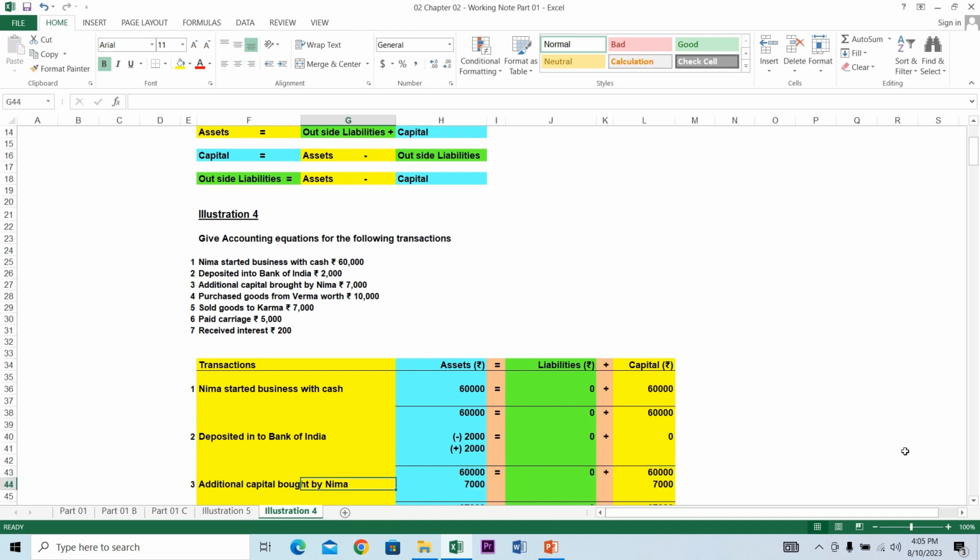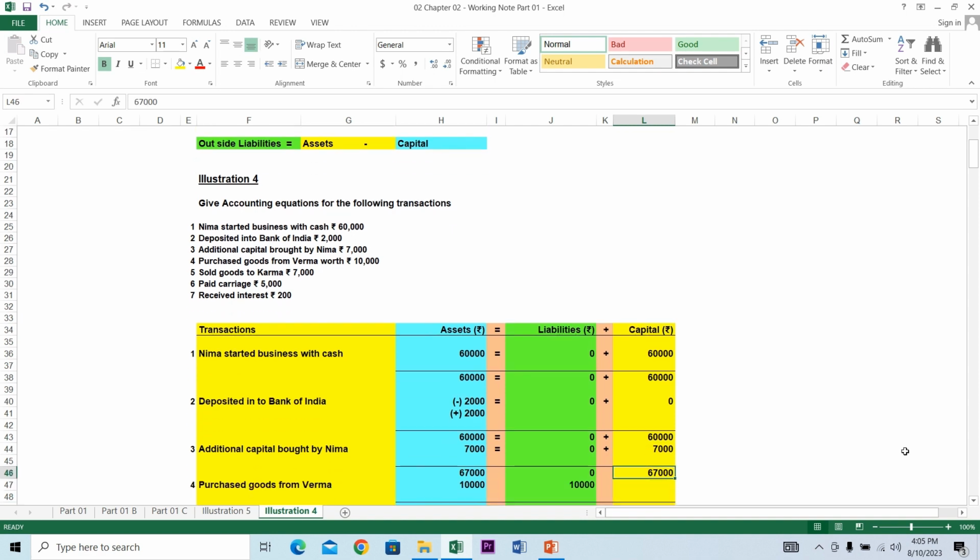Now additional capital brought by Nima, how much? 7,000. तो additional capital cash आ गया, तो 7,000 rupees plus what? Liabilities? No, there is no liability. Plus 7,000 rupees. What is brought in? Additional capital. तो capital बढ़ गया. Okay, so that total is equal to 67,000. 67,000.